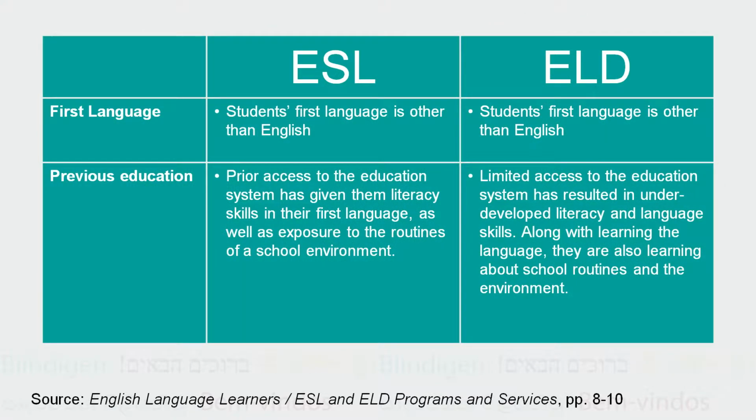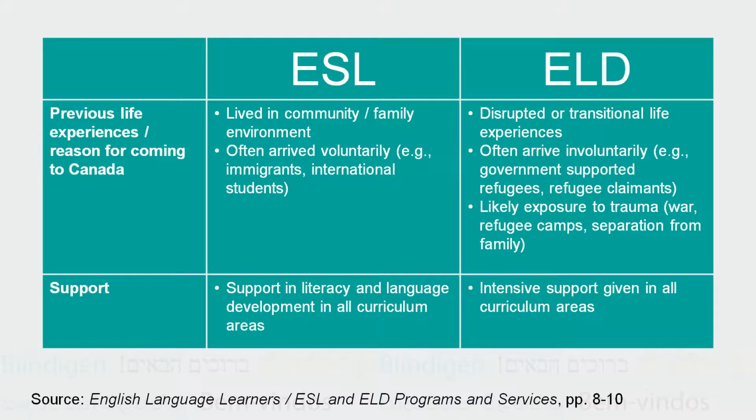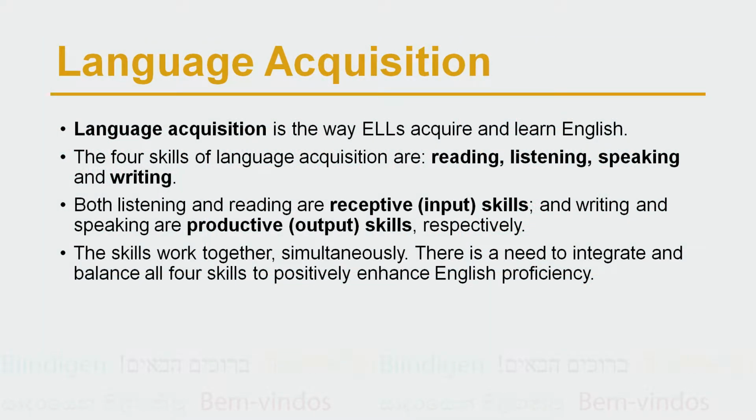On the next 2 slides, we have broken down the differences between the ESL and ELD program. The ESL program, English as a Second Language, is for students who have had formal schooling but require English language support, whereas the ELD program, English Literacy Development, is for students who have gaps or no formal education and require both language and literacy support. Additional support is required for students in the ELD program, since many of them are experiencing school for the first time.